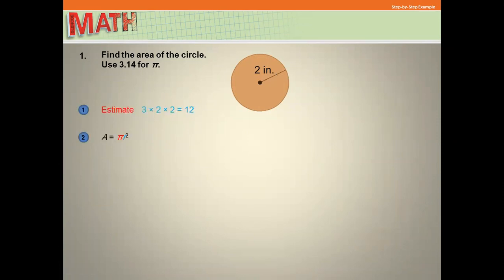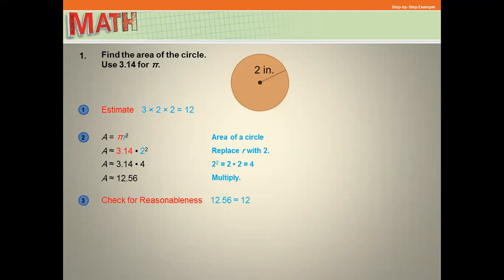Now, to find this area, we said before that the formula is area equals pi r with the power of 2, which means pi times r times r. So I will replace the pi with 3.14 times r with the power of 2. Now it's 3.14 times 4, which is 12.56. So the area is 12.56 inch square.